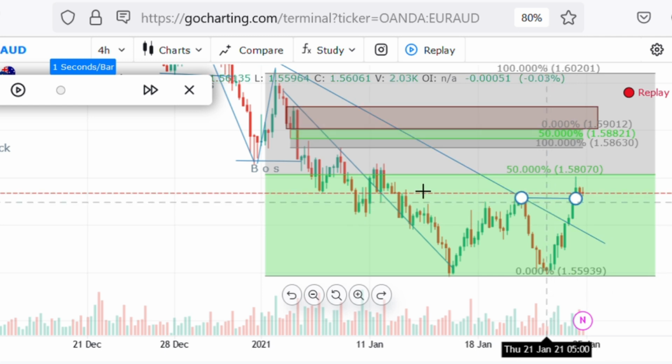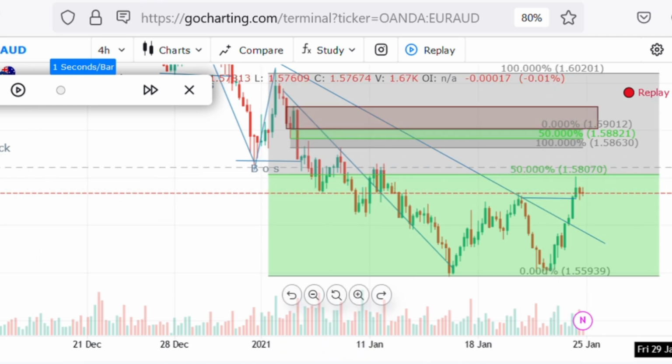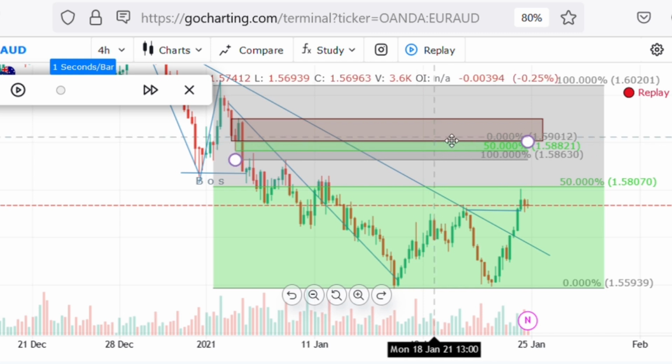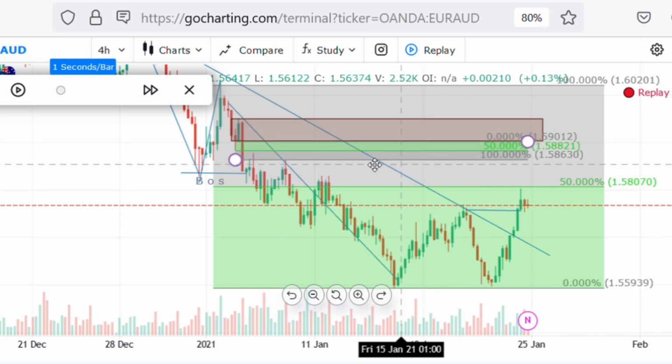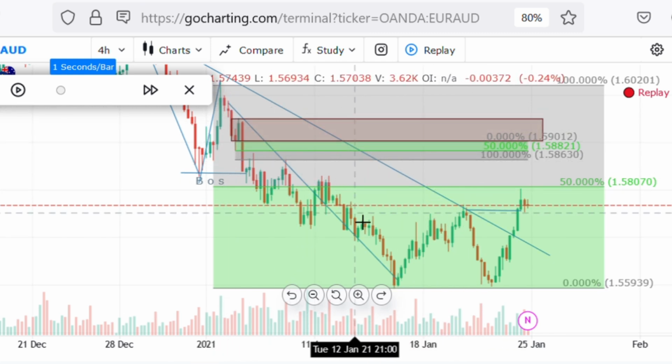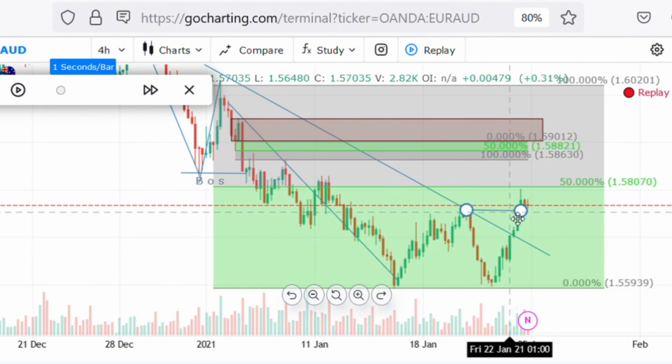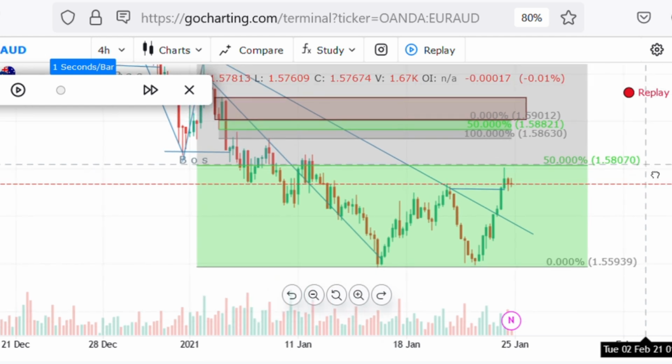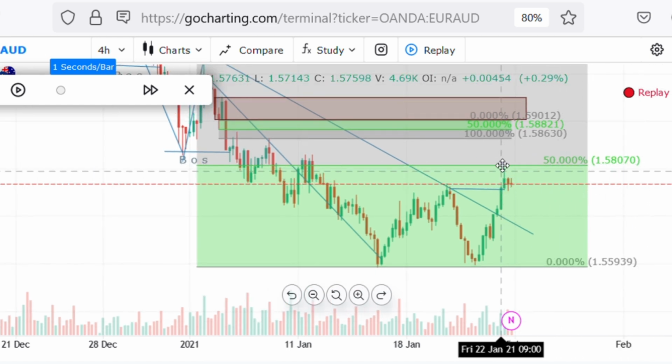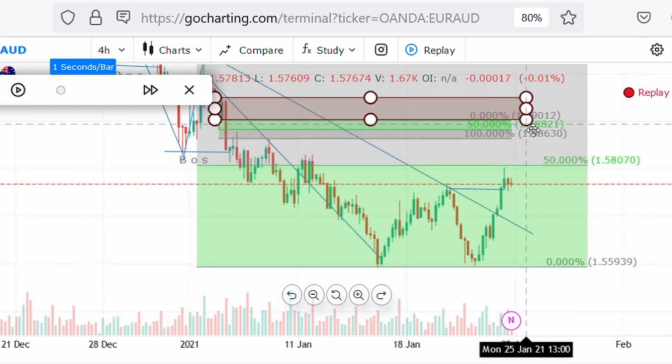Now you see here there is a break of structure, meaning that the market is ready to come and sweep the internal liquidity of this structure, all this downward move. And after breaking this structure here, let's see how we can counter trend this move up to this zone.